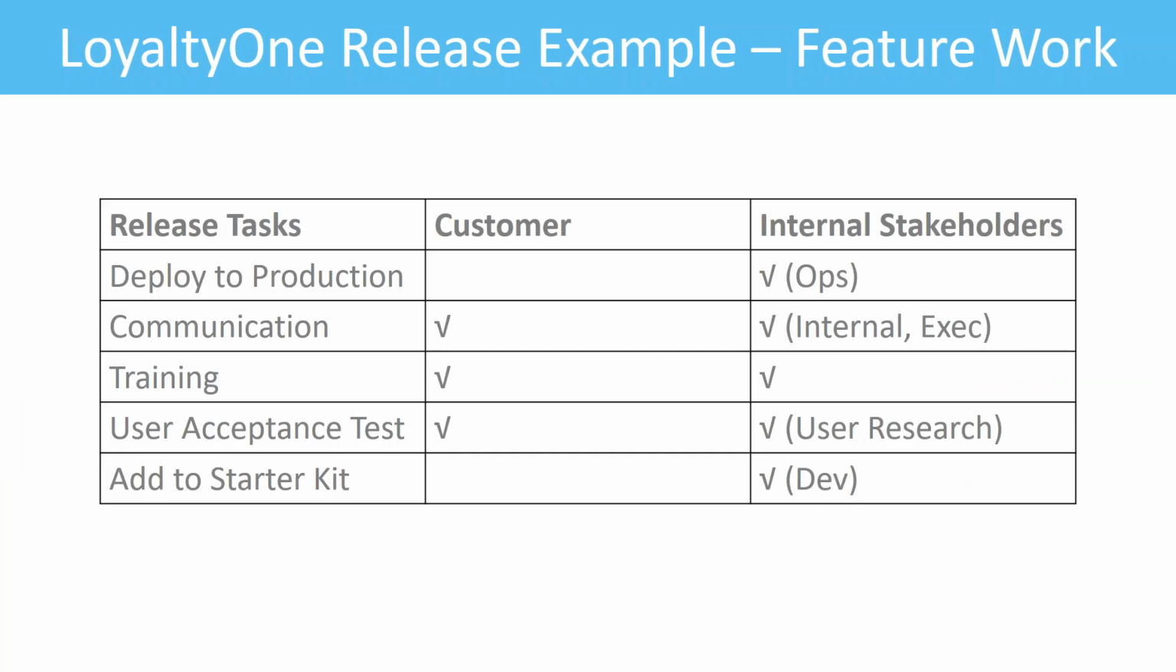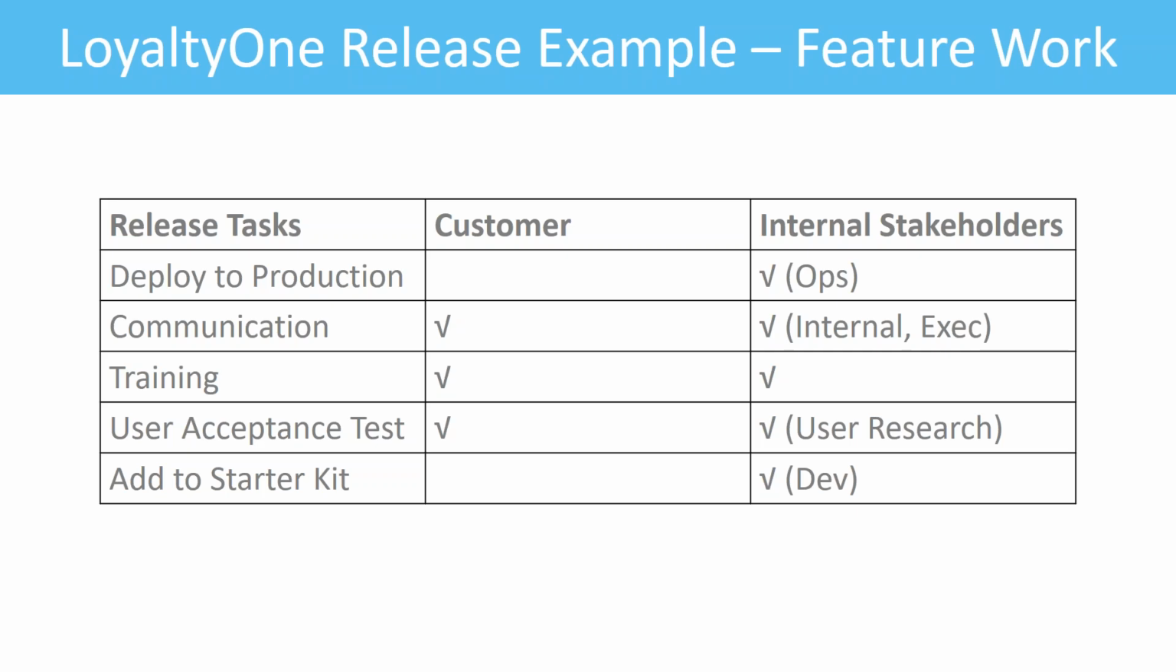We have to deploy to production, of course. We have to communicate, train. We have to do some UAT. We have to add to the starter kit, something internal. So we have a map here saying which kind of activity requires customers' help or needs customers' attention, and which kind of policy needs our internal stakeholders' help. When we're deploying to production, we need to make sure to coordinate with operations so that they have bandwidth to release something or to push something out of production for us.